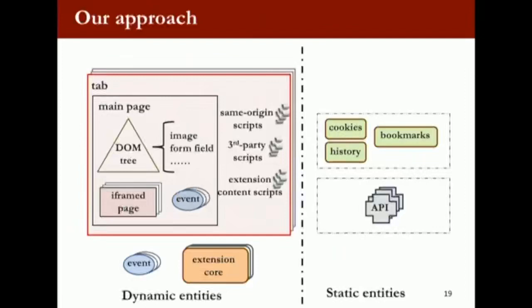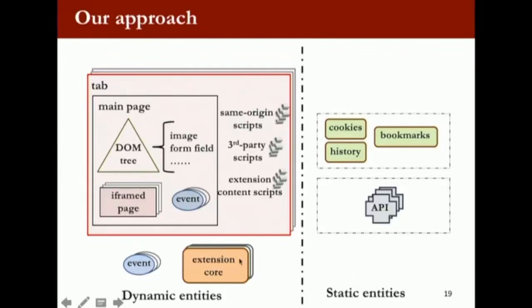So now I can actually talk about what we're doing. Here is essentially an approximation of what's in the browser. On the left, I have something we call dynamic entities, meaning the things that exist when you are browsing. Once you close the browser, they will go away. So for example, you have a lot of tabs, and in each tab you have your DOM tree. In addition to your main DOM, you might have a DOM for iframe pages. You might have page events, for example, things like on click or on focus and so on. And then you have a bunch of scripts, right? These scripts could be coming from the same origin, could be third-party scripts, or could be content scripts injected by the extension.